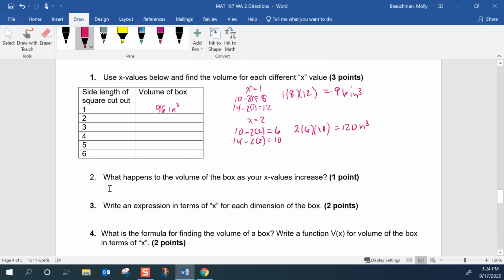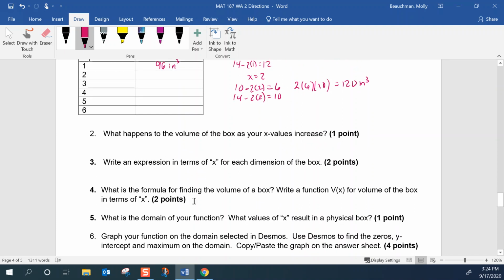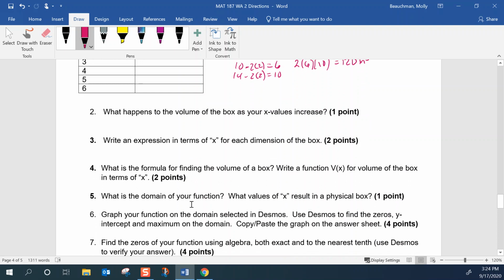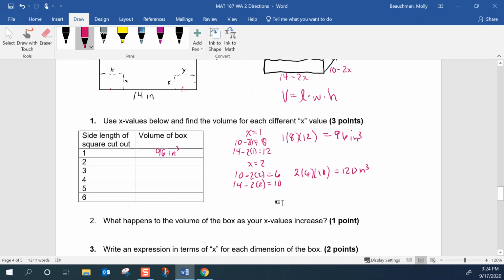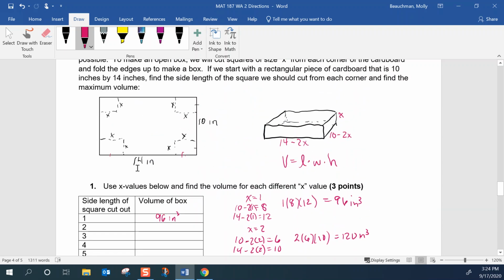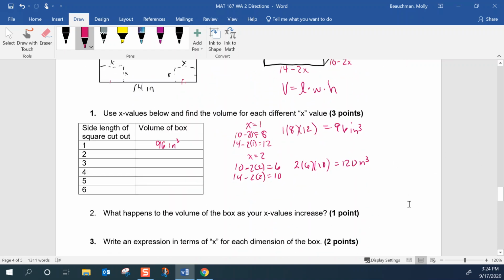So you want to answer the question, what happens to the volume of the box as your X values increase? Then write an expression in terms of X for each dimension of the box. I've done that up above. And then write the formula for finding the volume of a box in terms of X. Then, what is the domain of your function? What values of X result in a physical box? So you have to think a little bit. X can't be just anything. What values can X be in the physical cardboard so that you can still actually make a box out of the cardboard?